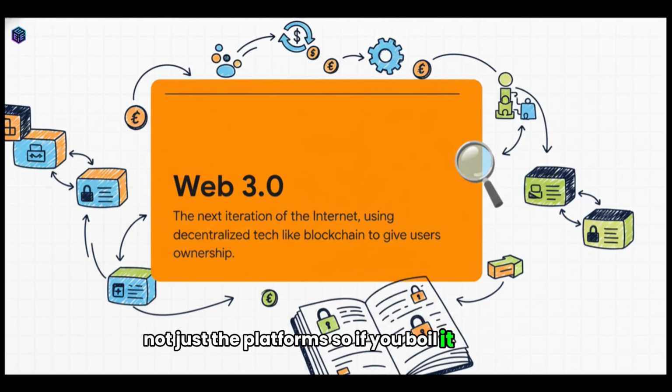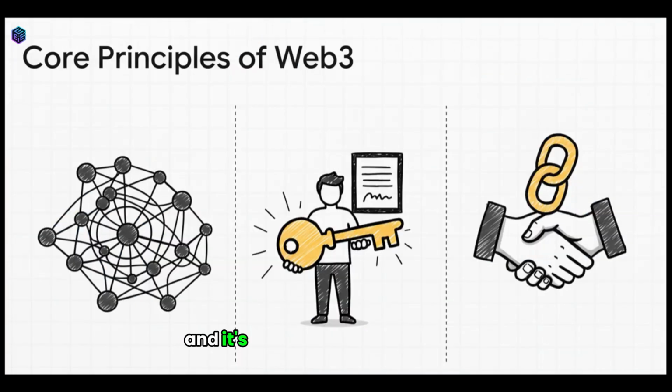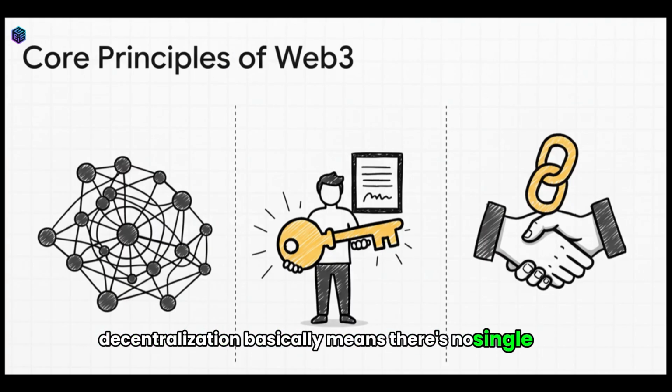So if you boil it all down, what is Web 3? It's really simple. At its heart, it's about building an internet that's owned and operated by the people who actually use it. And it's all built on three huge ideas. First, decentralization. Basically means there's no single boss.